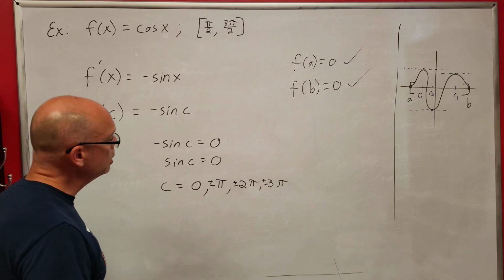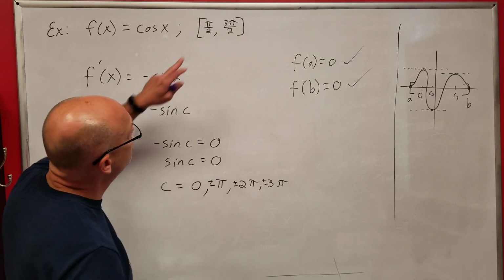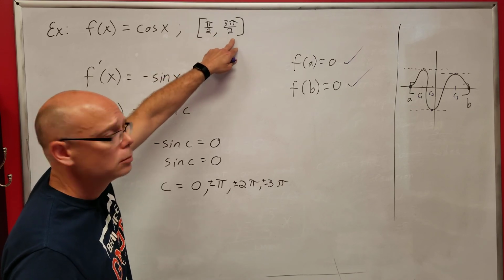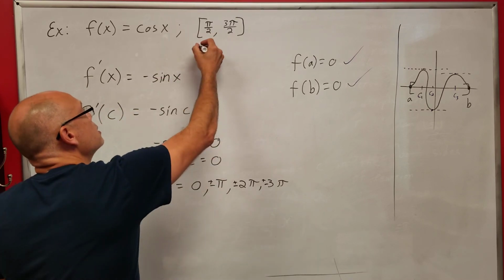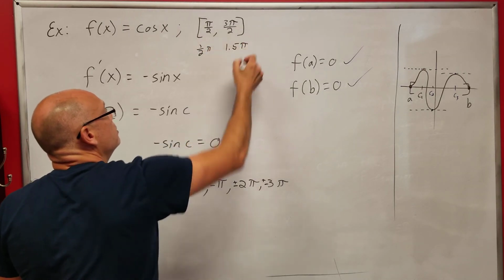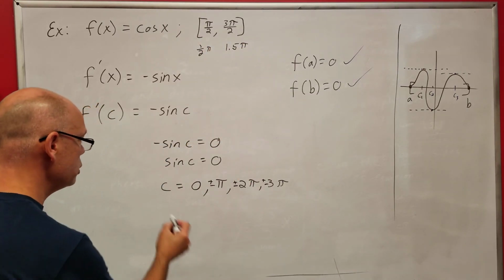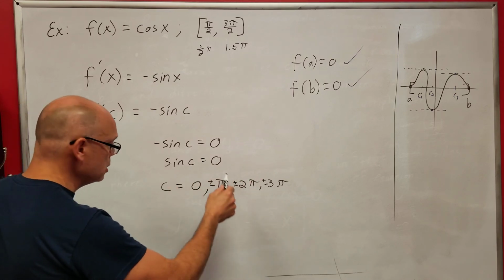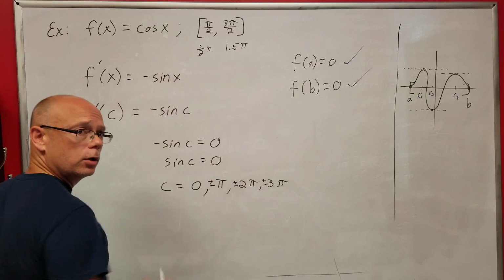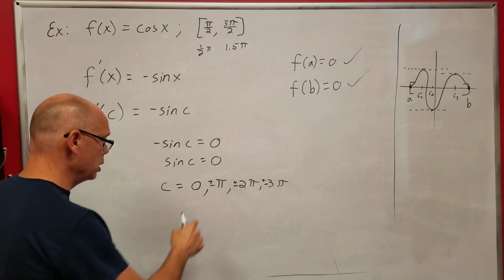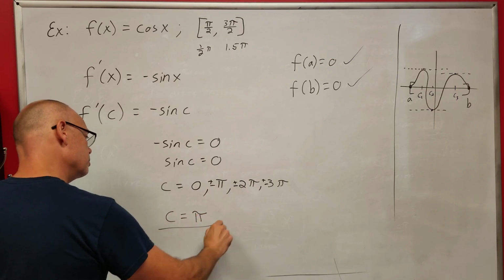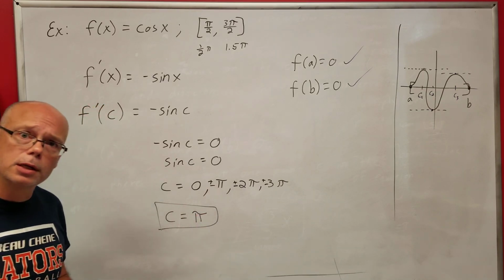But what am I looking at? I'm looking at only the ones that fall between pi over 2 and 3 pi over 2. So only the ones that fall between a half pi and 1.5 pi, right? Which ones of these fall between a half a pi and 1.5 pi? Only pi, right? So my only answer here is that C value is equal to pi.